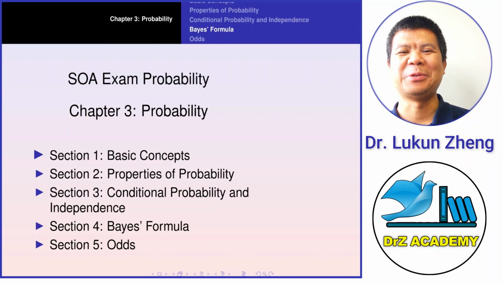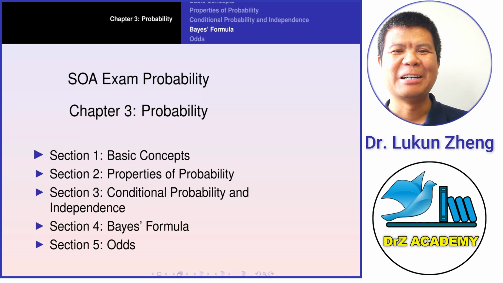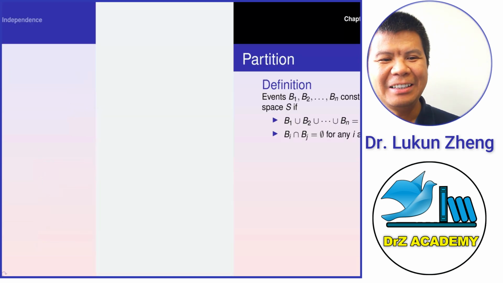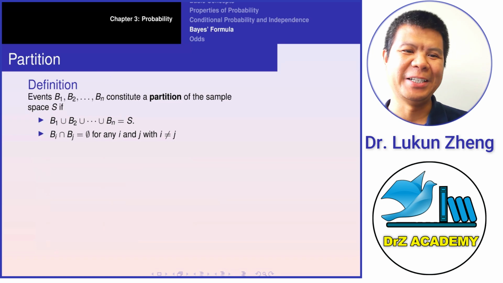In today's video, we are going to move on to the next section. It's called Bayes formula. Okay, so let's start. Now let's consider firstly the definition for a partition of a sample space.